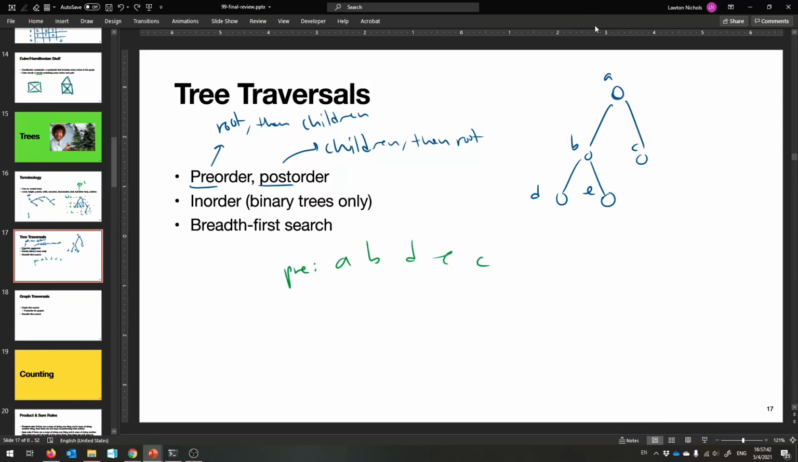And then the post-order looks like this. So it's always go left, then right, then talk about the root. So A is going to be at the end of this. So we're working on this subtree right now. It's always left, right, root. So it's D, E, B.